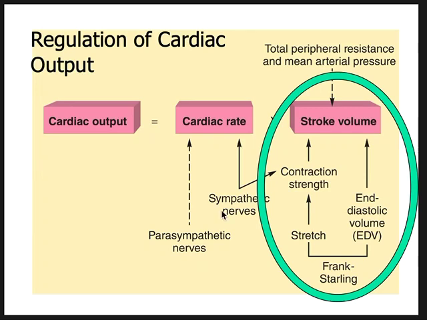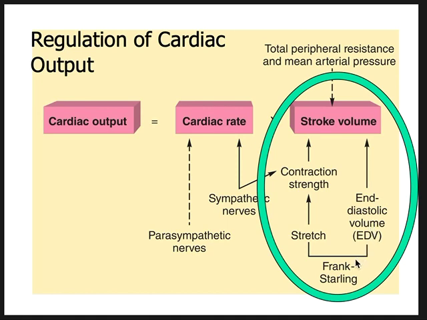So again, you want to look at the factors that influence stroke volume. This dotted line is telling us that it's going to decrease the stroke volume. So peripheral resistance will decrease stroke volume. We also see solid lines over here, and solid lines mean they will increase the stroke volume. So the end diastolic volume, if you increase the EDV, you will increase the stroke volume.